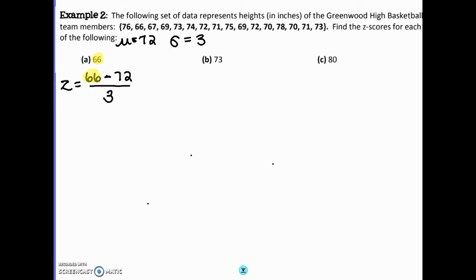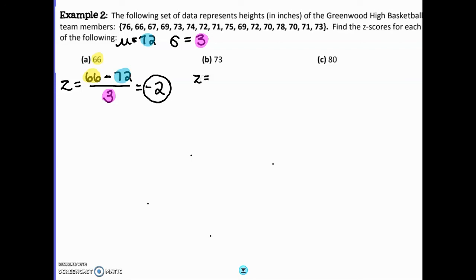So again, x, don't forget the formula was back on the last page. My standard deviation was 3, and then my mean was 72. Okay, I go ahead and do this in Desmos or a calculator. My answer comes out to be -2. Again, it's negative because it's below average. 72 inches is average for the basketball players on this high school team, and this height is 66 inches. That's definitely below 72.